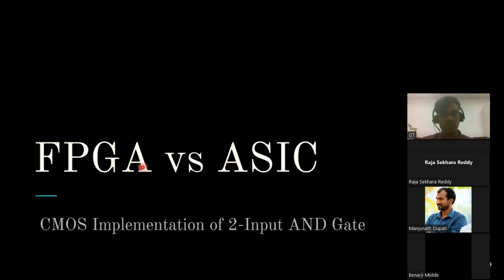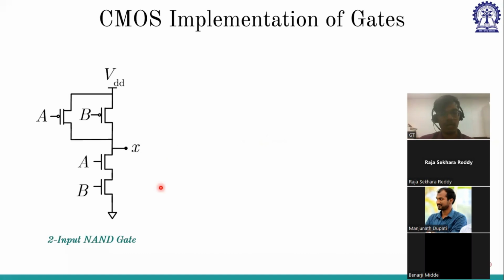So we'll be discussing FPGA versus ASIC implementation, mainly the CMOS implementation. To start with, we'll first discuss the CMOS implementation in ASIC. Here we have seen this is a 2-input NAND gate. So how is this a NAND gate? Here we have a PMOS.